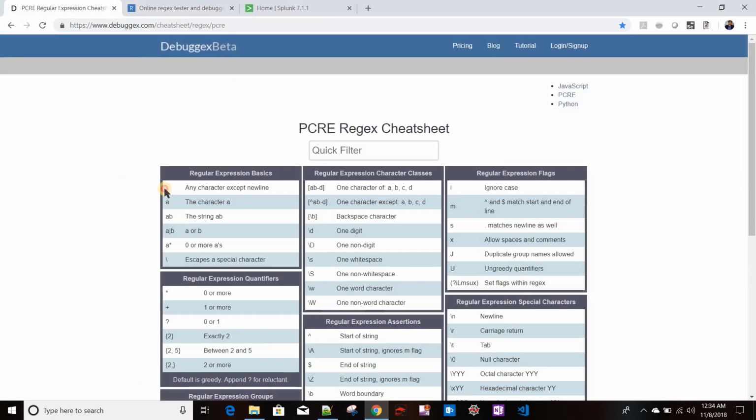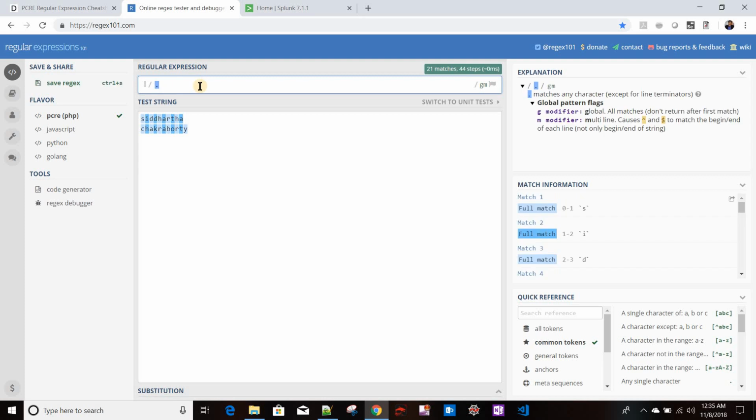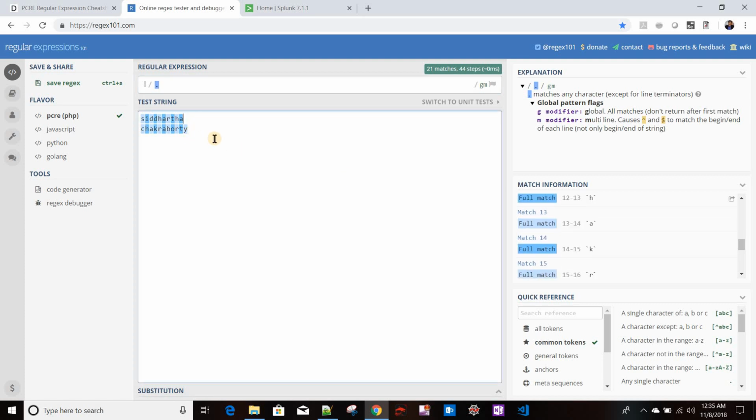If you see, dot matches any character except new line. Suppose I have my name, Siddhartha Kiborty. Sorry, maybe this is Diwali season in India, so you may find some noise outside. If I type dot, you need to make sure that you have selected PCRE here. If you see the matches, it has matched all these single letters, except the new line. It did not match the new line.